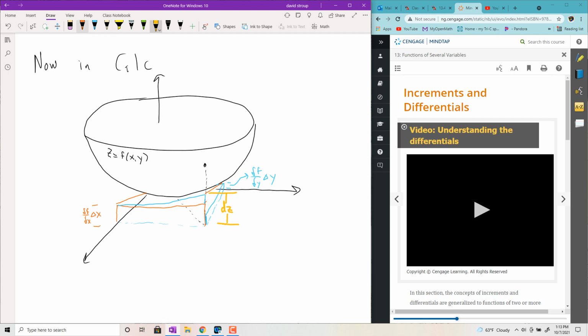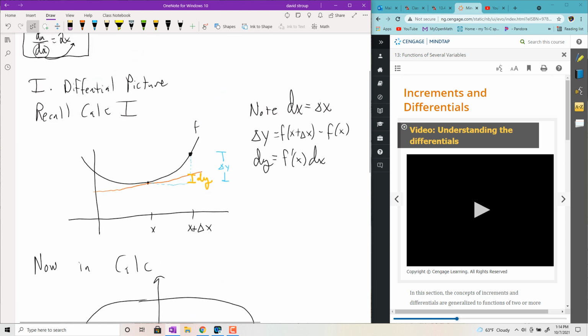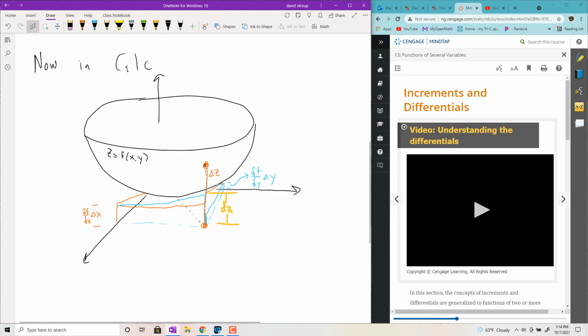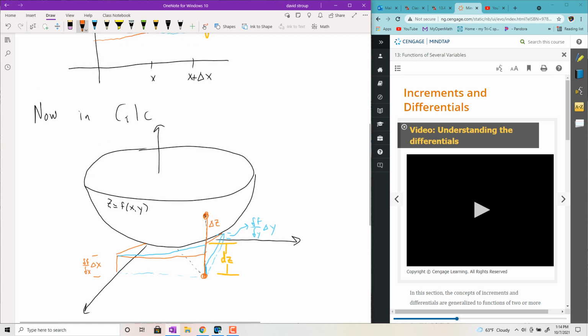But the actual change in height then, I don't know what color to put that in, is this distance here to the actual point. That would be your delta z. Okay, but it's the same idea from Calc 1. You're just approximating a change in height using derivatives. Just now in Calc 3, it's a sum of two differentials.